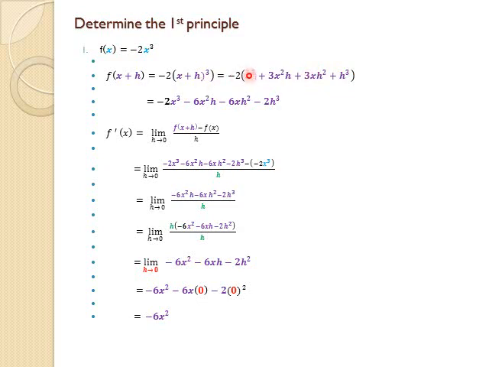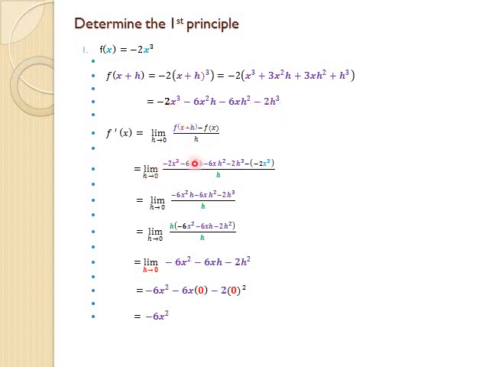So minus 2 times that would give me minus 2x cubed. Minus 2 times 3, minus 6x squared h. Minus 2 times 3 gives me minus 6x h squared. And minus 2 times h cubed, minus 2h cubed. Because it's first principle, or it should read determine the first derivative using first principle, f prime x, I have to write limit h tends to 0, f(x plus h) minus f(x) over h. 1 mark. Right, limit h tends to 0.